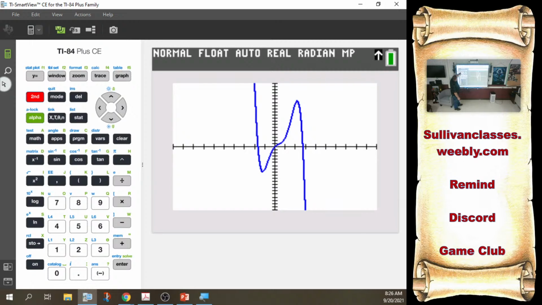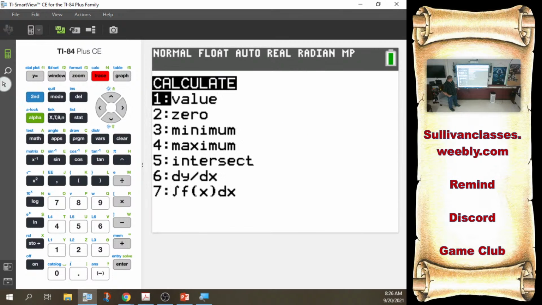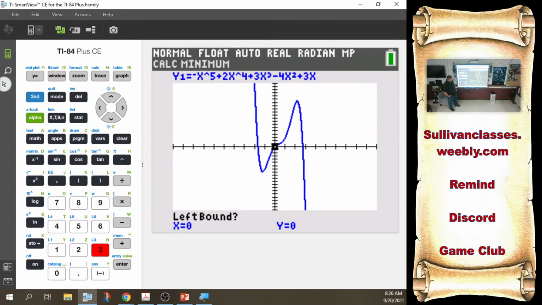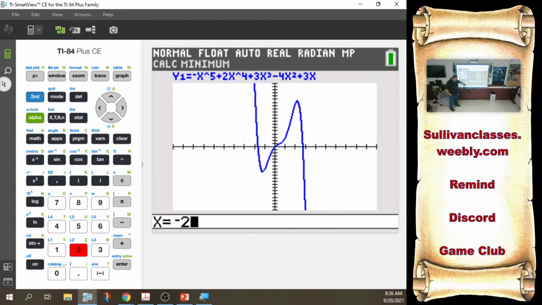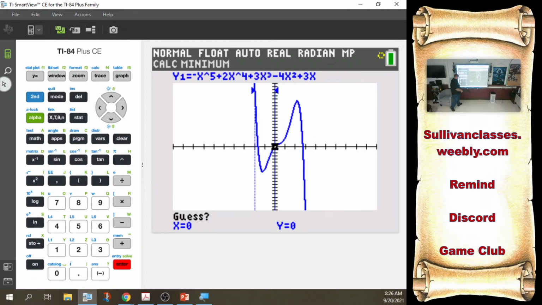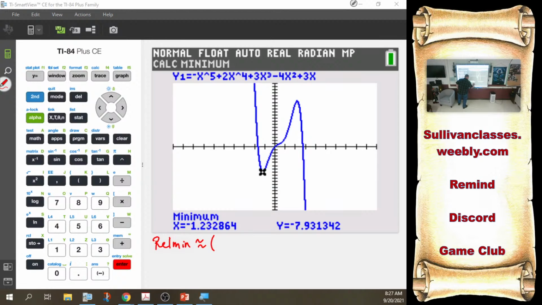There it is. We have calculate. I see two extrema on here. I see one that appears to be between -2 and 0. So we're going to say, is that a... Come on, Frank. Thank you. What is it, though? Relative minimum. So we should have a relative minimum approximately at -1.233, -7.931.